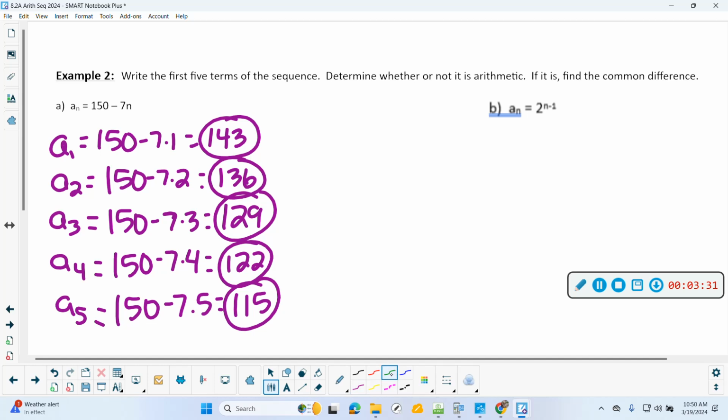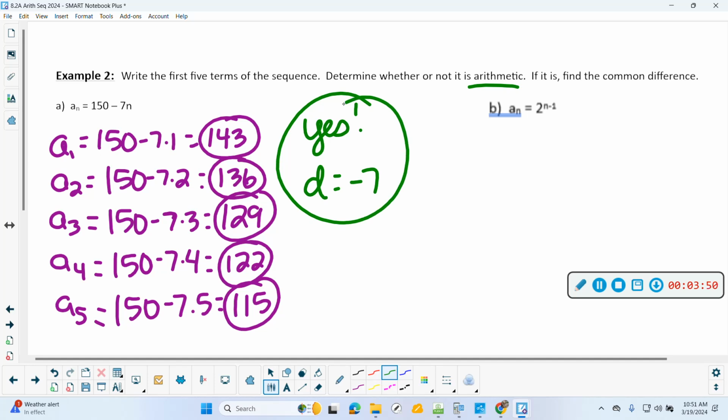All right, next question it asks you, is it arithmetic? Are you adding or subtracting the same amount each time? Yes. Clearly, the terms are decreasing, so we're subtracting, so our difference will be a negative. How much are you subtracting each time? 7. This is as tough as it is today. I maybe have one tricky problem for you. That's it today, my friends.